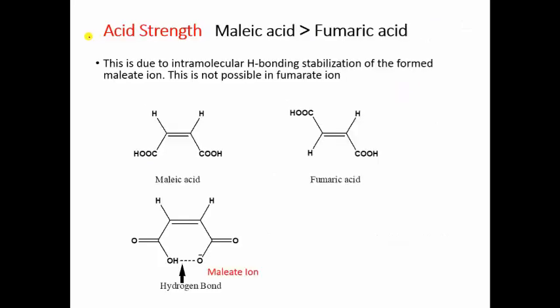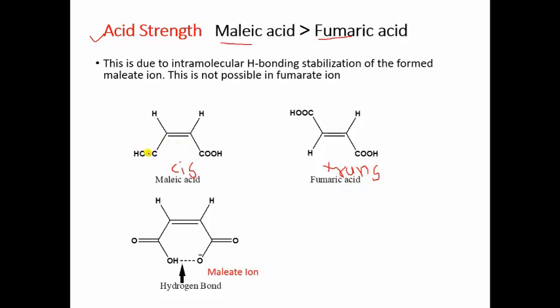Another physical property, acid strength. Taking the classical example of maleic acid and fumaric acid. Maleic acid has a higher acid strength compared to fumaric acid. You can see the structure of maleic acid and fumaric acid. So this is cis, and this is trans. So cis has a higher acid strength compared to fumaric.